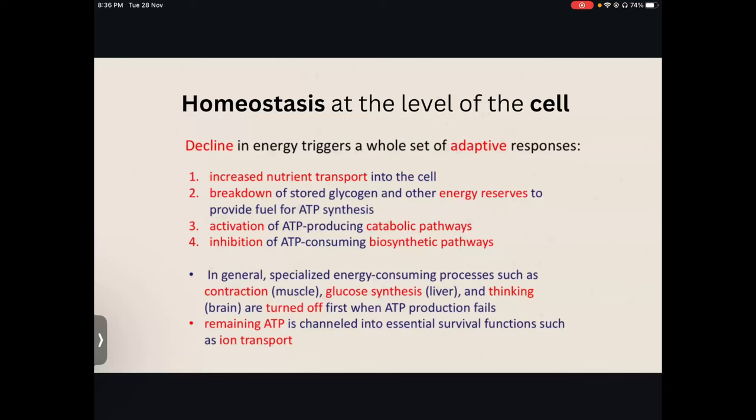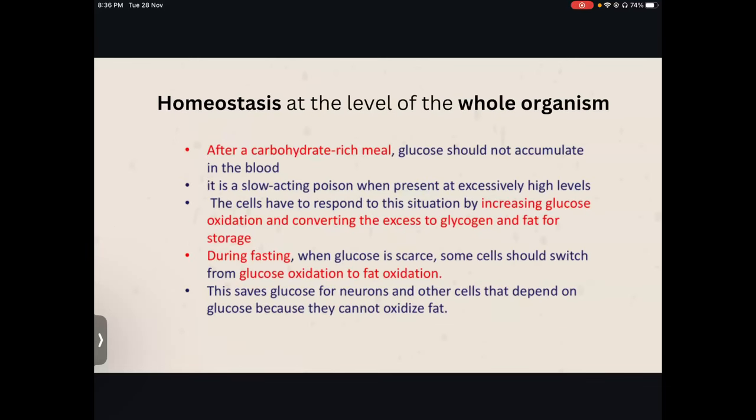All right. Now, at the level of the whole organism, or the macro level, when you eat a meal that is full of carbohydrates, like a sandwich or whatever it is, you will obviously start to have a lot of glucose in your blood after it's digested. Now, too much of anything is bad. You wouldn't want all of that glucose in your blood. You don't want it to accumulate because then this can have very bad effects on your body that we are not going to go into.